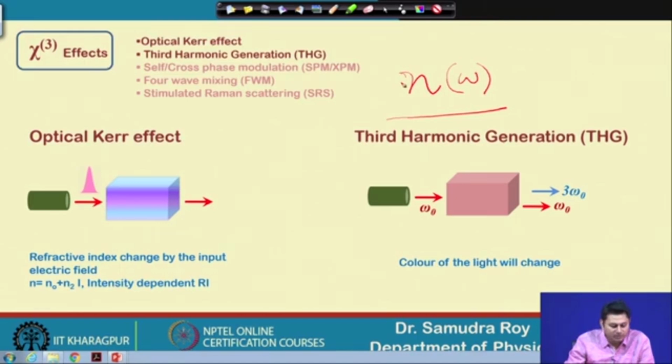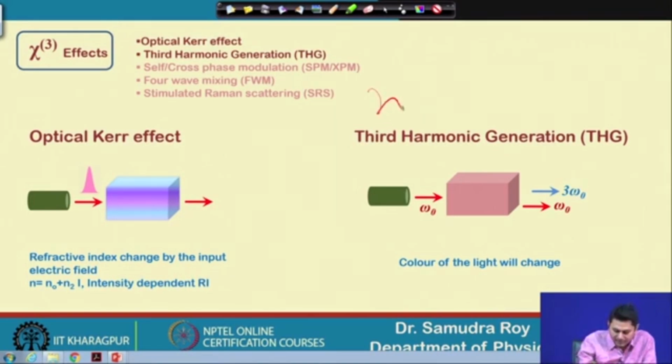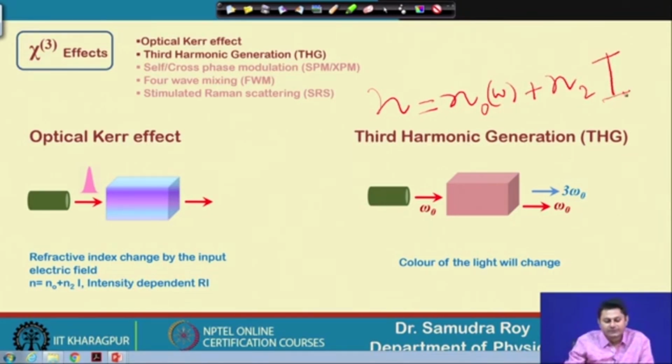However, in this case, even if I am launching one single frequency omega, if my launched light has a very high intensity, then we will have a new expression in terms of refractive index. So, what is the new expression of the refractive index? My refractive index n can be represented in terms of the intensity of the launched light. This is the expression of Kerr nonlinearity.